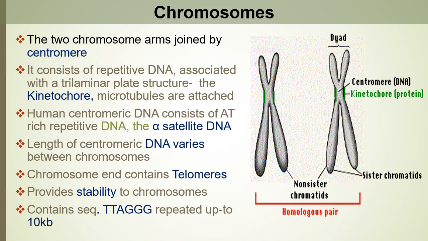Each human chromosome consists of two arms joined by the centromere. The two arms are termed as P for the shorter arm and Q for the longer arm. Centromeres are essential structures where the mitotic spindles attach during cell division. The centromere is a complex structure with mostly repetitive DNA that is associated with a trilaminar plate structure known as kinetochore.